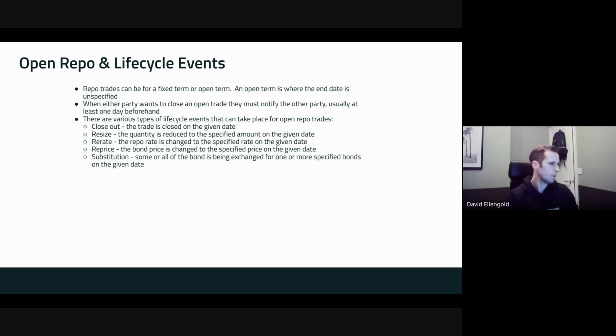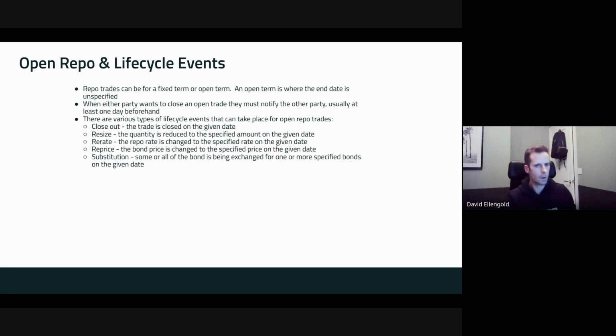So you might have a trade for 100 million on, and you say, I just want to reduce this to 50 million. So you'll go to the counterparty and tell them, hey, I want to reduce the quantity to 50 million tomorrow. And normally that works by closing out the existing trade and then booking a new one for the reduced amount.